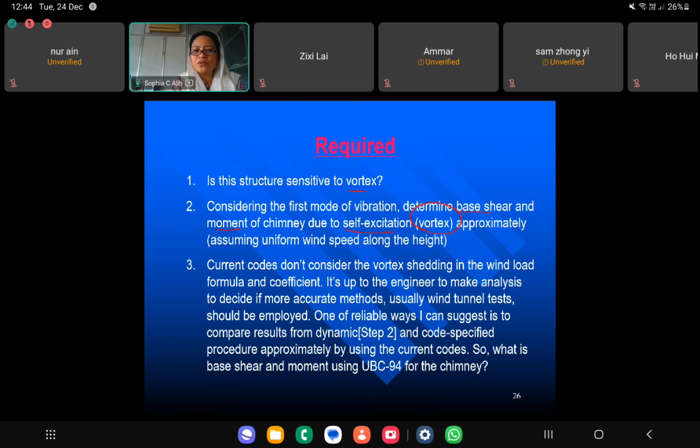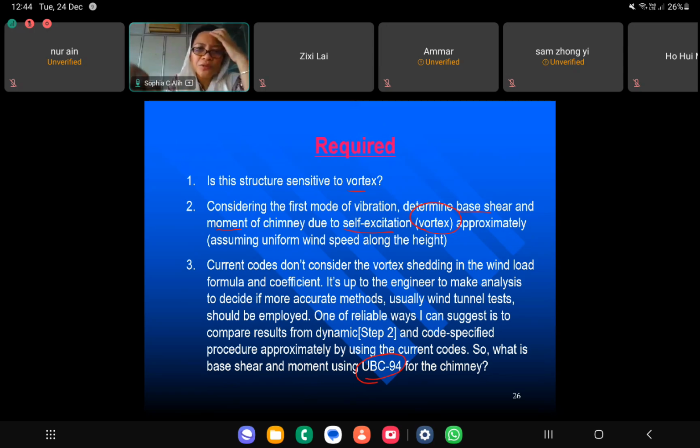And after that, it needs you to also calculate how much is the base shear and the moment when you use the code, okay? And you can compare it, whether it is lower or whether it is higher, or in other words, whether it underestimates the real calculation or not.